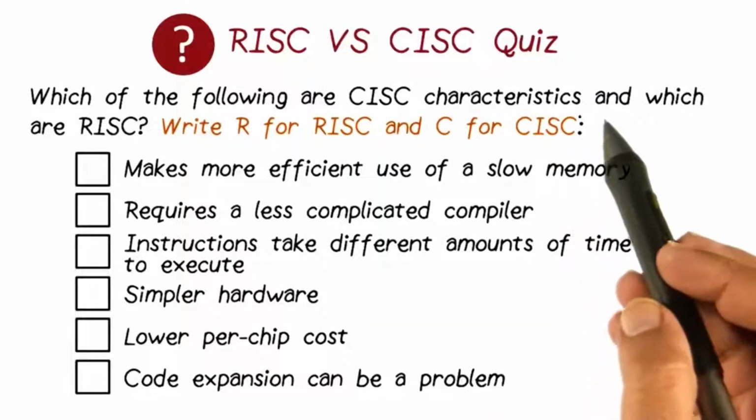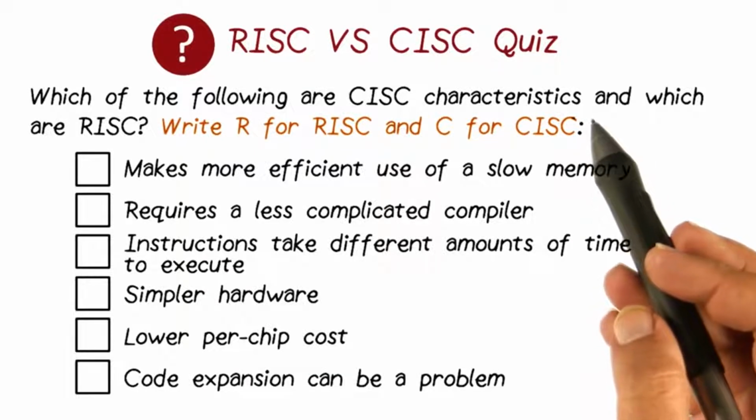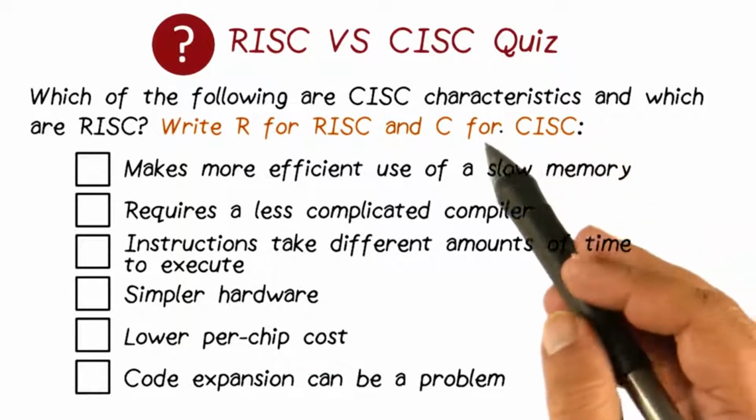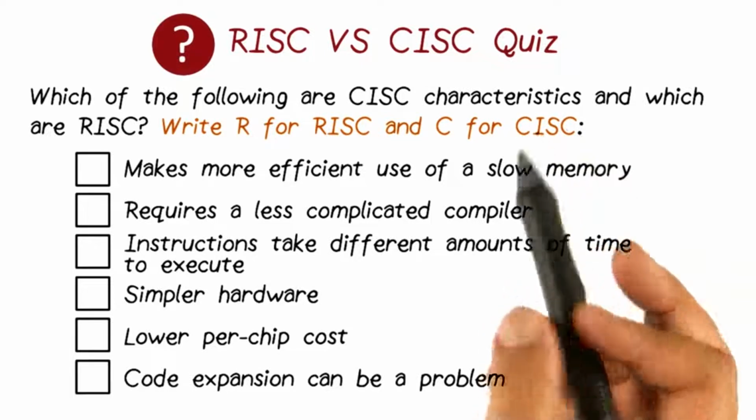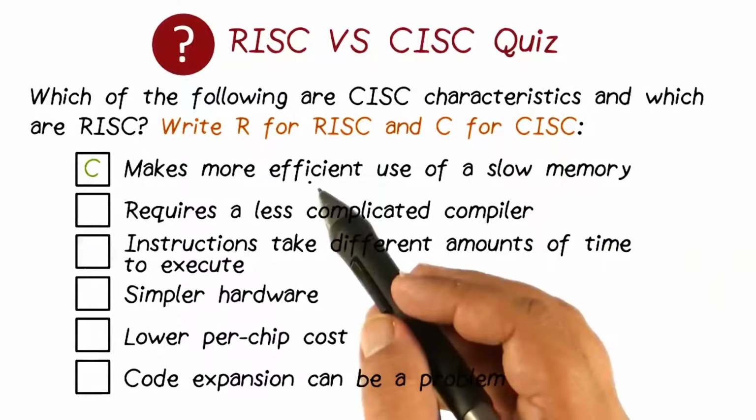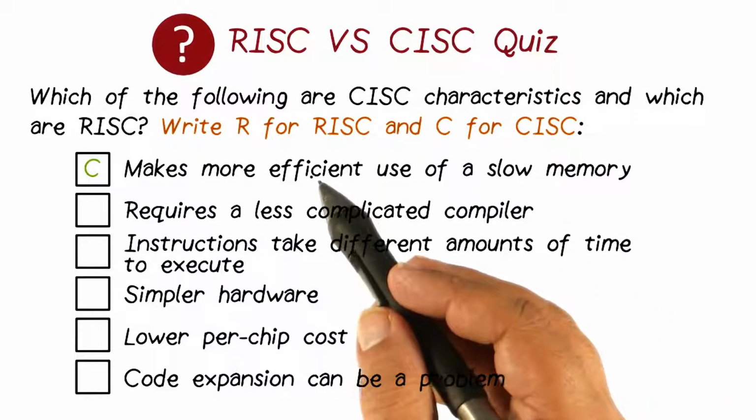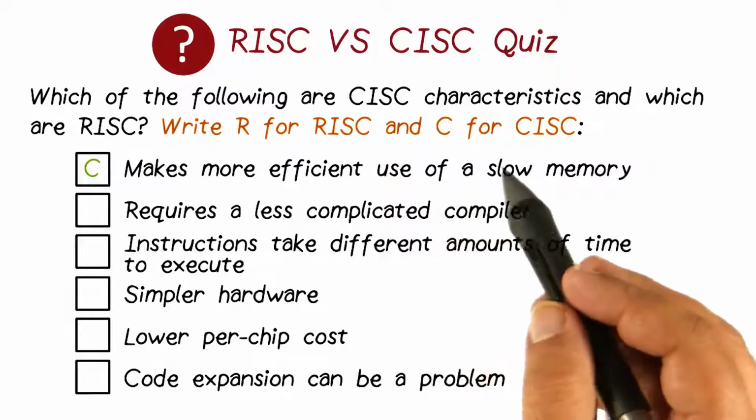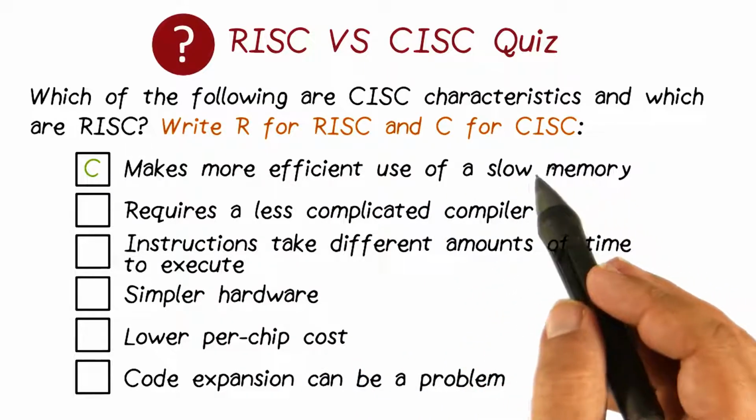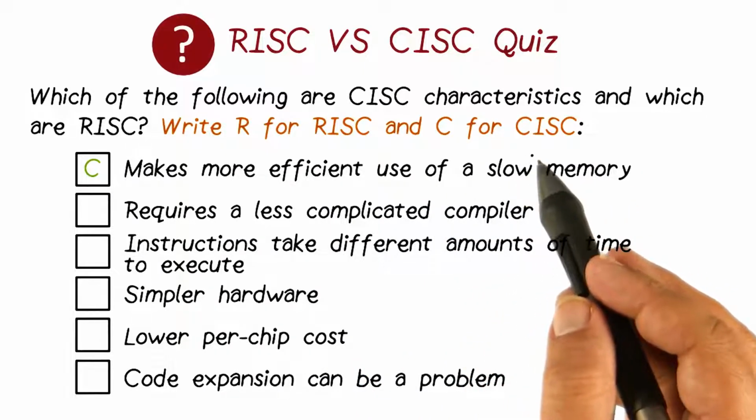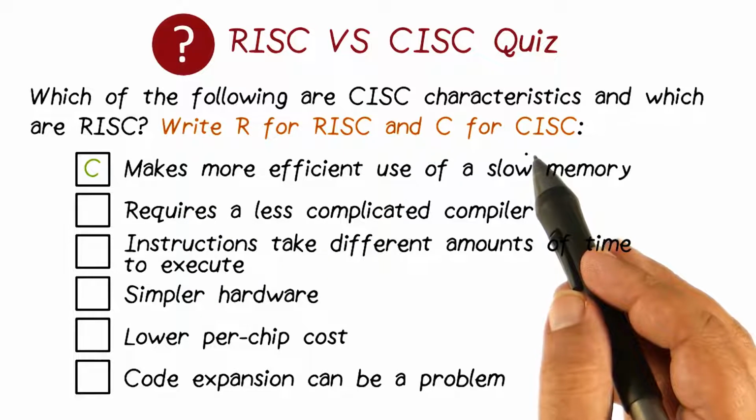Which of the following are CISC characteristics and which of them are RISC? So we have to write R for RISC and C for CISC. And the answer is CISC. The CISC instructions make more efficient use of slow memory. As each instruction can do more, few instructions are needed to perform a given task, and this leads to more efficient use of the relatively slow main memory.